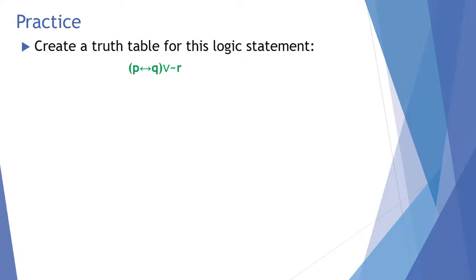Okay, here's one more for you to try for practice. Create a truth table for this logic statement: P biconditional with Q or the negation of R. Now we've got three simple statements here, P, Q, and R, so that's going to change the look of your table. See if you can set up and complete a truth table for that statement. Unpause to see if yours matches mine.